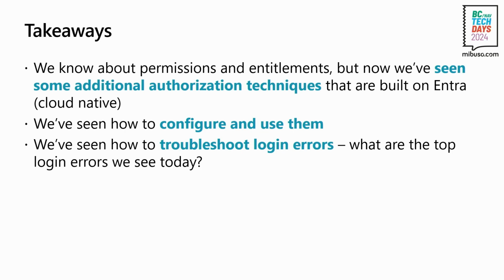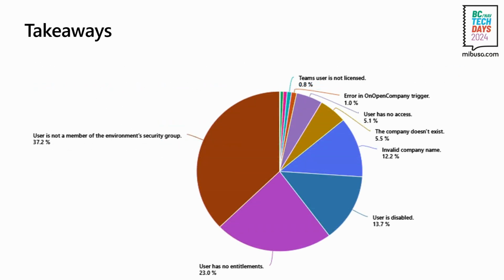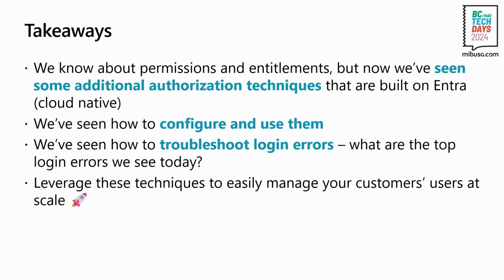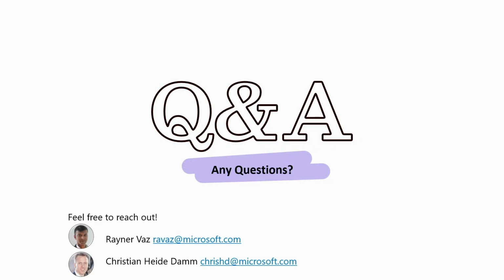So Christian and I did something interesting. We just looked at a day's worth of our telemetry to see what kind of login errors people are seeing. We hope that we picked the right themes for this topic today, and hopefully you know a lot more about roles and security groups, and you can go and look at App Insights and figure out what went wrong and fix these issues for customers. And yes, we hope you continue to leverage these techniques and manage your users at scale. That's all we have for now, but let us know if you have questions.